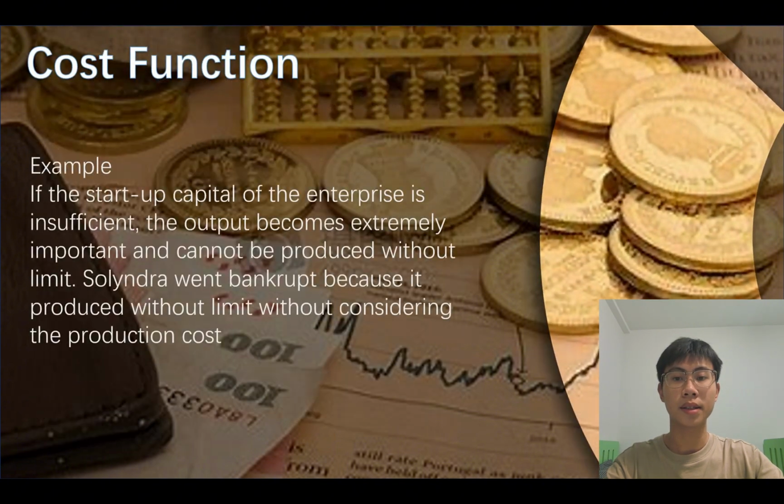A simple example. If the startup capital of the enterprise is insufficient, the output becomes extremely important and cannot be produced without limit. Sonadra went bankrupt because it produced without limit, without constraining the production cost. How exactly do I apply it in the revenue function?